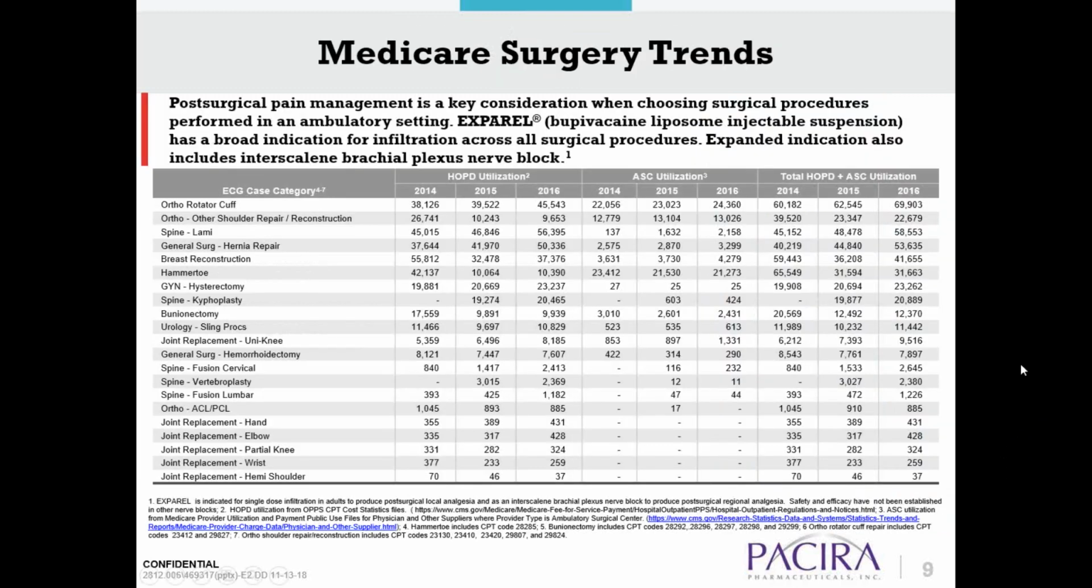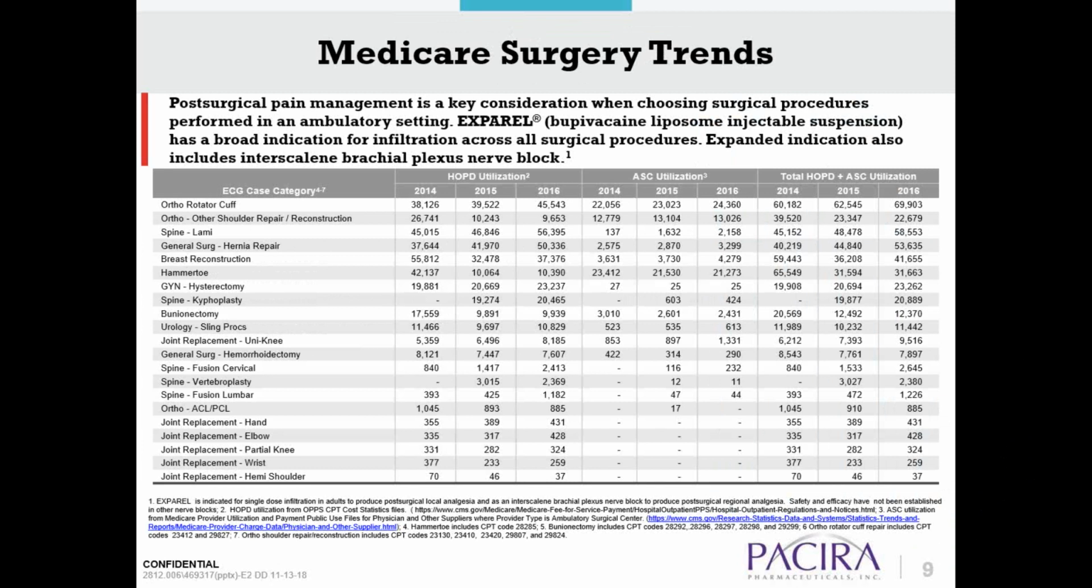Okay, great, thank you. On Medicare surgery trends, post-surgical pain management is a key consideration. When choosing surgical procedures performed in an ambulatory setting, many surgery centers do different types of surgery, and obviously it depends upon the surgeons and their capabilities and their equipment and so forth, and their staffing. Exparel has a broad indication for infiltration across all surgical procedures. An expanded indication also includes interscalene brachial plexus nerve block.